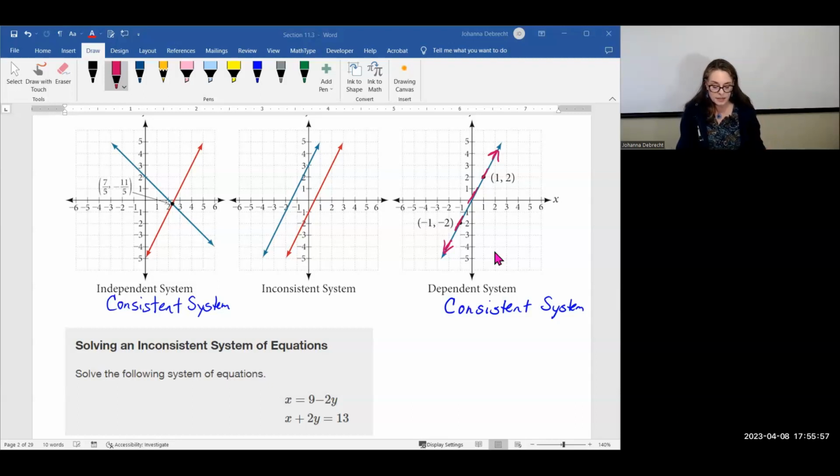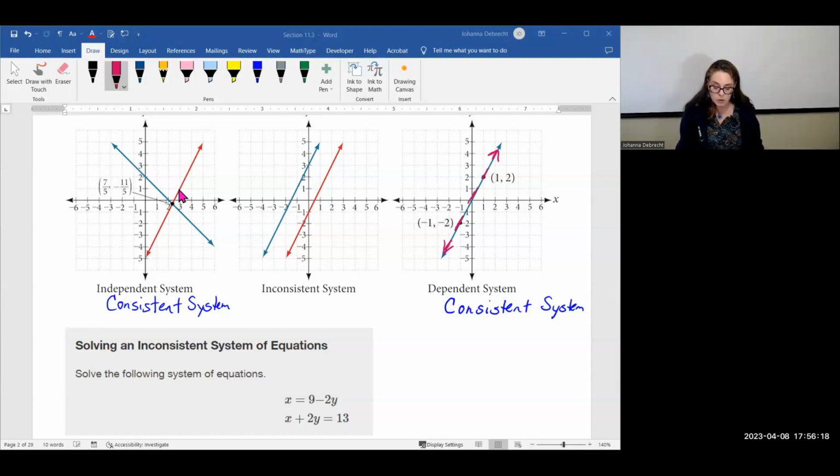The case where they cross once and only once, which is by far the most common situation, has only one solution, which in this problem is the ordered pair 7/5, -11/5. It is an independent system because these are not the same line, and it is also considered consistent.